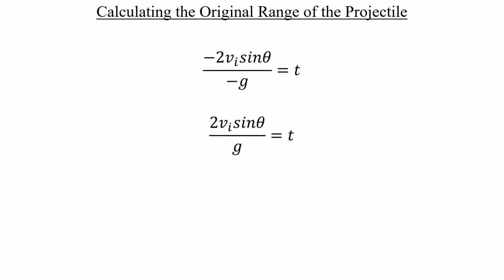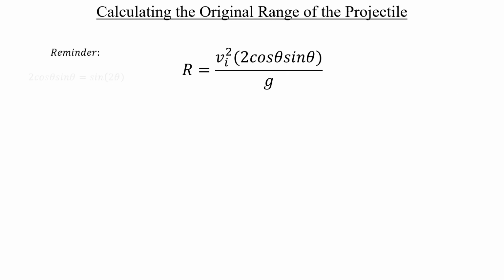And here's what it looks like when we do that. We have two factors of v initial being multiplied together, one here and one here. So we'll end up with v initial squared. And I'm going to group 2 times the cosine of theta times the sine of theta together in the parentheses here. The reason we want to group those is because this trig expression can be simplified to something a bit more compact.